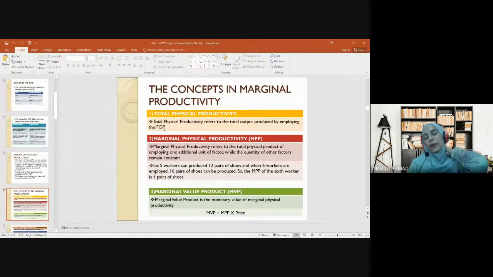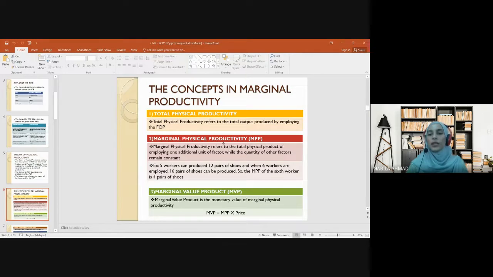So kita ada beberapa konsep lah. So the first one is total physical productivity. So total physical productivity ni macam chapter 6, total product, so dia sama, total product lah. So total physical productivity refers to the total output produced by employing the factors of production. Okay, so maksudnya di sini dengan menggunakan factors of production, contohnya labor, so berapakah labor itu boleh menghasilkan output.